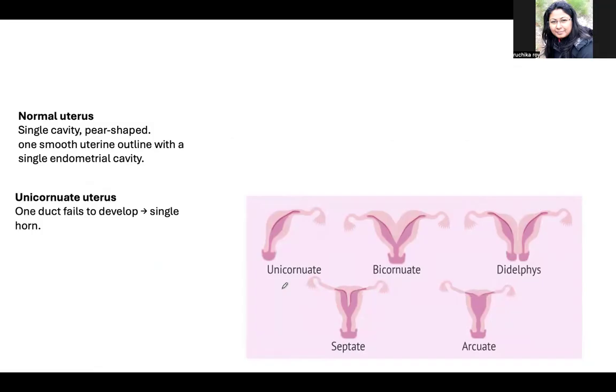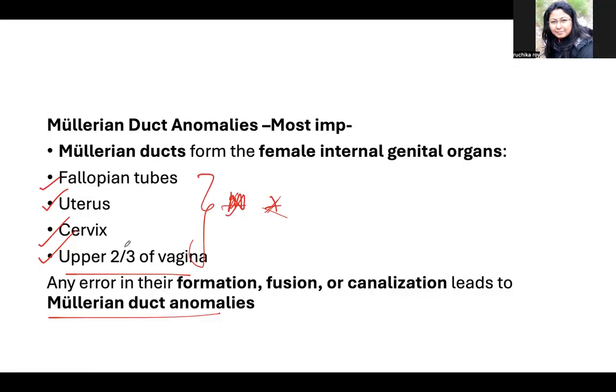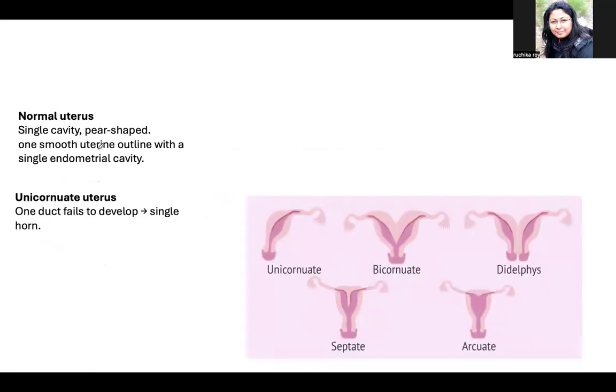So what are the most common anomalies you will find? We know that it helps in the formation of the fallopian tube, uterus, and cervix, so if there are any anomalies, there will be defects in these organs. We know that the normal uterus has a single cavity and is pear shaped. There are some types of uterus which are due to Müllerian anomalies. So what are these? One is your unicornuate.